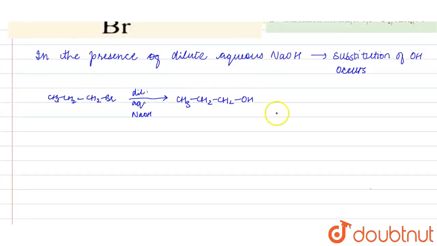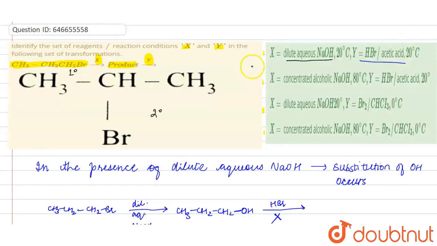Okay, and now we know that further this alcohol does not react with HBr. It will not show further reaction because here the O-C bond is a strong bond. Okay, so next, move up to the next option. So this cannot be our answer. Next option given is concentrated alcoholic NaOH, and HBr in the presence of acetic acid.